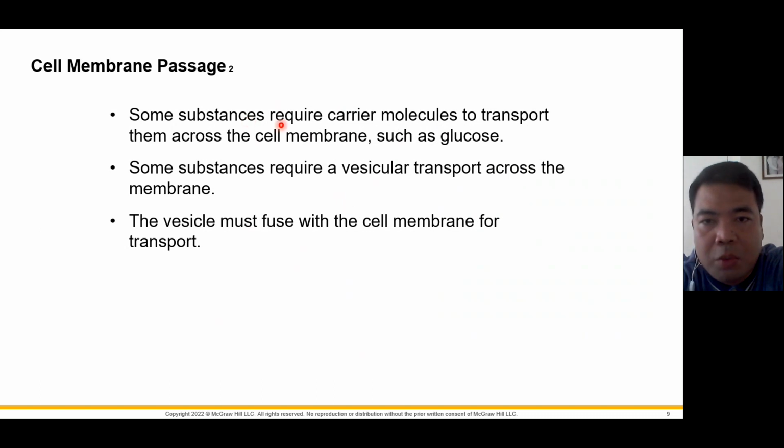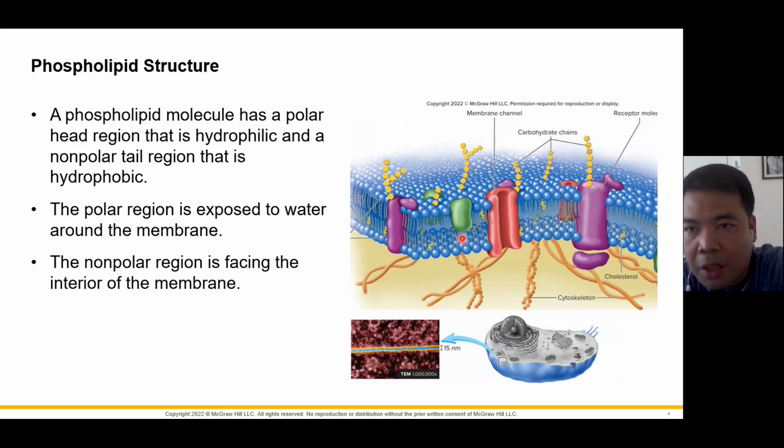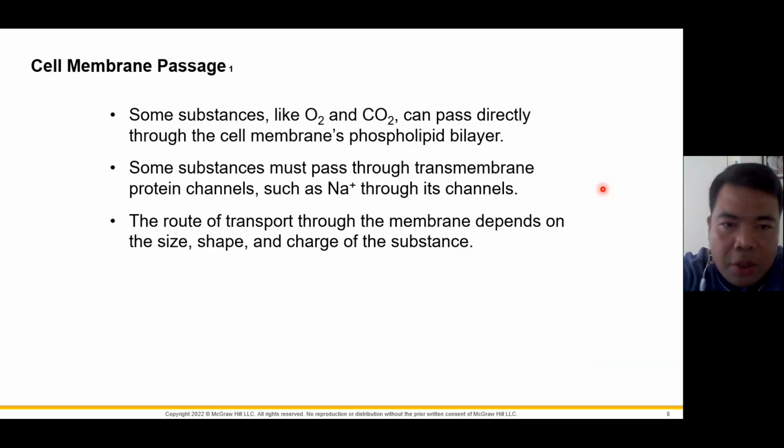While some substances will require carrier molecules to transport them across the cell membrane, an example is the glucose molecule. That is why, if you go back to the structure of the cell membrane, aside from membrane channels, you also have carrier molecules. When a substance enters or attaches to a carrier molecule, it will transform so that the substance will be transported inside the cell. It is not open, but a chemical change will take place once the substance to be transported binds on its receptor. A carrier molecule has receptors.